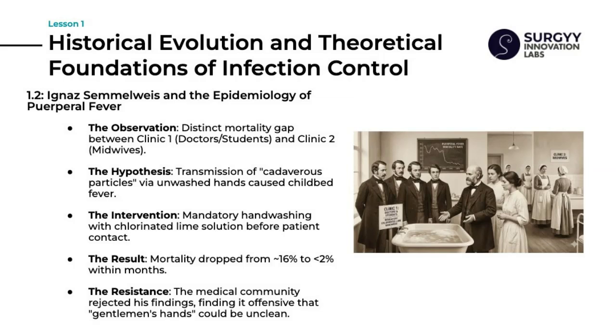The intervention he implemented was mandatory hand washing with a chlorinated lime solution before any patient contact. The result was dramatic, as mortality dropped from approximately 16% to less than 2% within months. Despite this success, the resistance was strong. The medical community rejected his findings, finding it offensive that a gentleman's hands could ever be considered unclean.